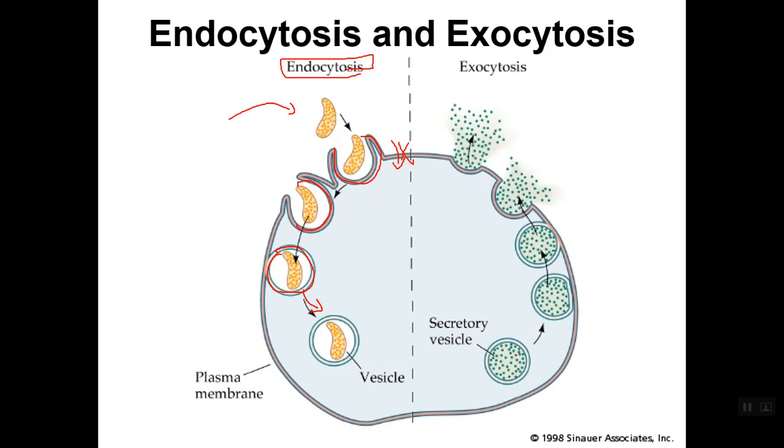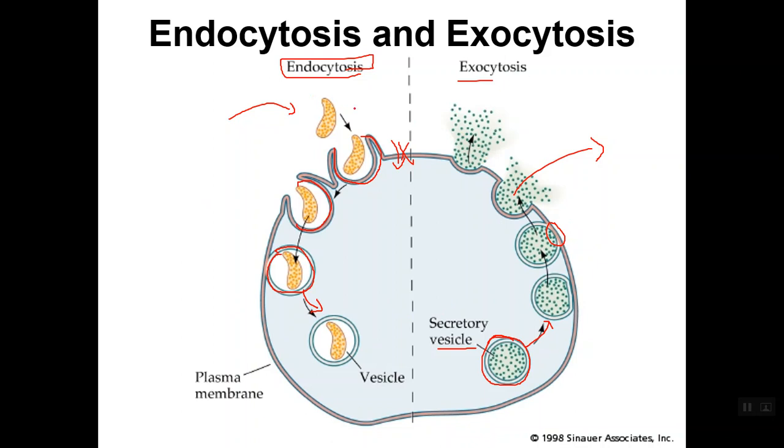Exo is the opposite. So here, maybe you have a whole bunch of proteins that you just packaged at the Golgi body, and you're going to send all of those proteins outside the cell. So let's say that this vesicle just came off the Golgi. It's going to make its way over to the cell membrane. It's going to fuse with the cell membrane and release the contents. This is exocytosis. Both of these require ATP.